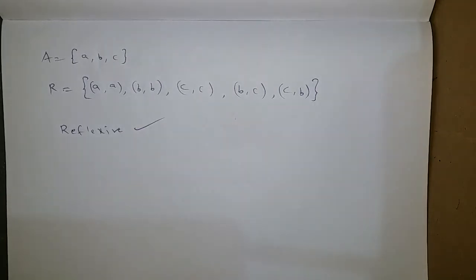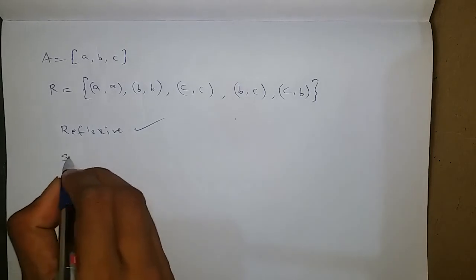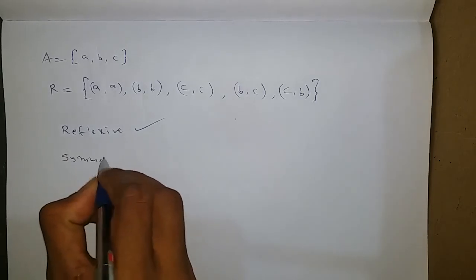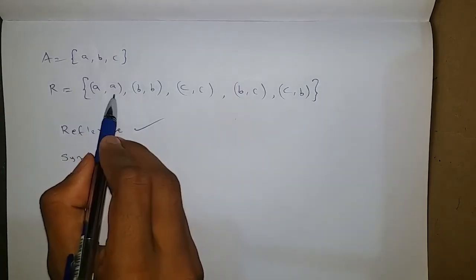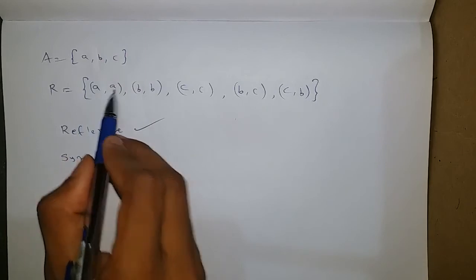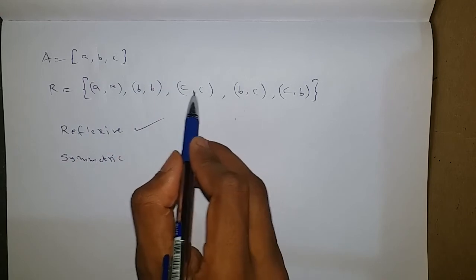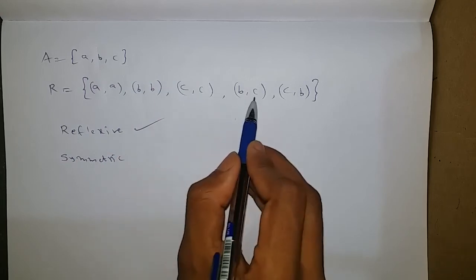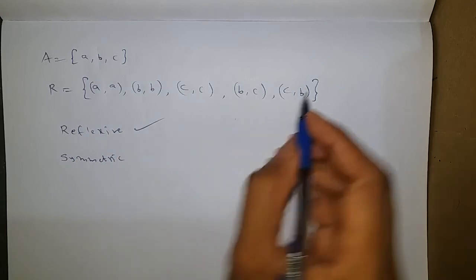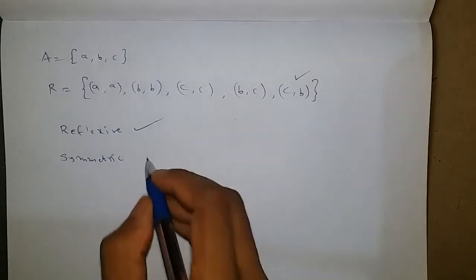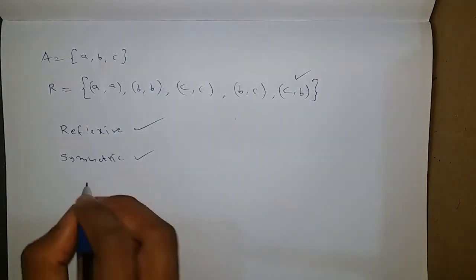Next, symmetric. Symmetry is nothing but just reverse. (a, a) is there, reverse (a, a), yes it is there. (b, b), reverse (b, b), yes. (c, c), reverse also (c, c), yes. (b, c), reverse (c, b), yes, (c, b) also exists. So this is symmetric also.